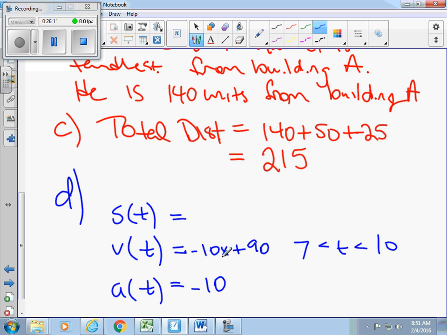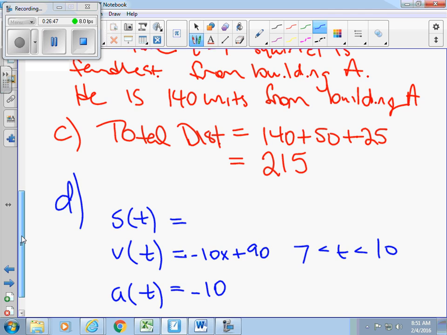Now, on that one, I could have anti-differentiated. Yes, that's right. How would you find that if you did? You'd have to use a point, like the point 7, 20, and plug it in for t and v of t. You plug 20 in for v of t, you'd solve for c, which would give you 90. It'd be the same. Did you use 10 as y1 or as x1 instead of 7? The second point.